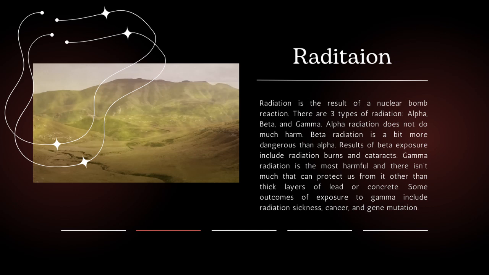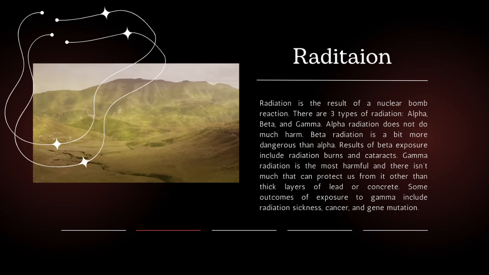Radiation is the result of a nuclear bomb reaction. There are 3 types of radiation: alpha, beta, and gamma. Alpha radiation does not do much harm, though it does a little. Beta radiation is a bit more dangerous than alpha. The results of beta exposure include radiation burns and cataracts.